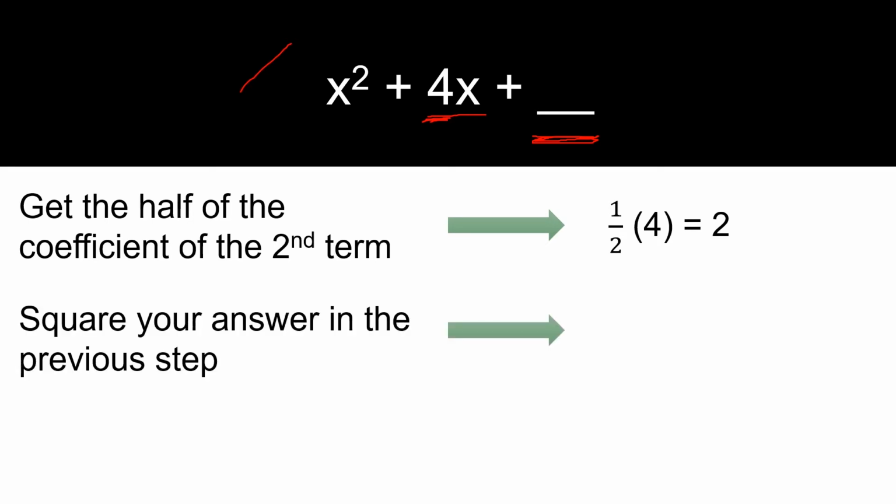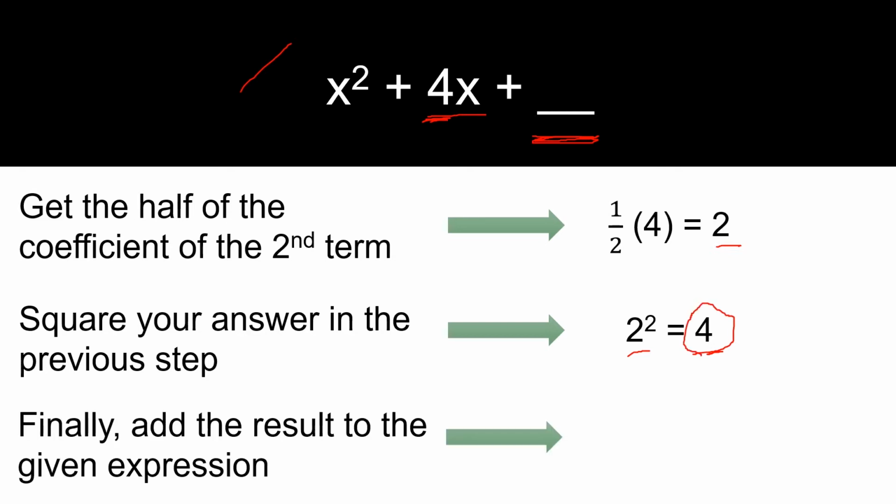After that one, we're going to get the square of the answer. So yung answer na 2, we're going to raise that one to the power of 2. So we will have 2 squared, and 2 squared is equal to 4. So yung sagot natin dito, ito na yung ilalagay natin sa expression natin. So we're going to add the result to the given expression. So yung final expression natin becomes x squared plus 4x plus 4. So magiging perfect square trinomial na yung given natin.